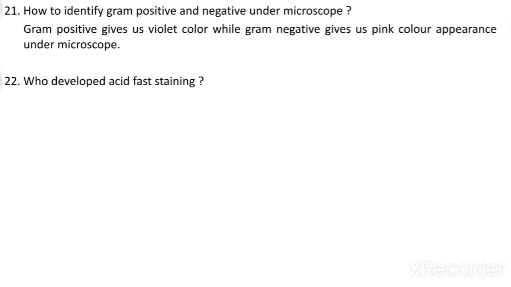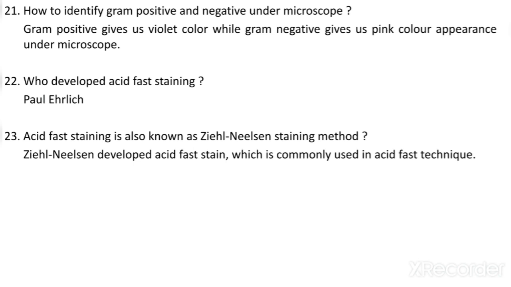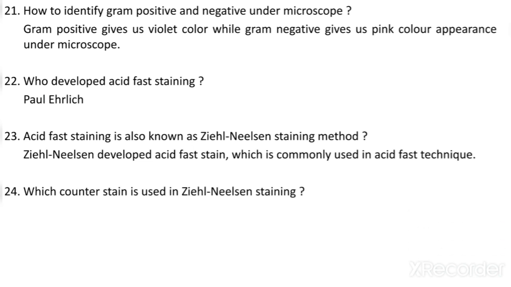Who developed the acid-fast staining? It was developed by Paul Ehrlich. Acid-fast staining is known as the Ziehl-Neelsen staining method. Why? Because Ziehl and Neelsen developed an acid-fast stain which is commonly used in the acid-fast technique, that is what is known as the Ziehl-Neelsen staining technique.